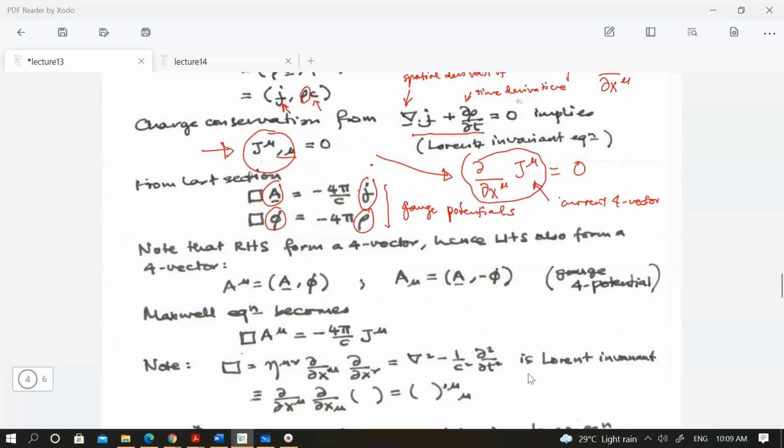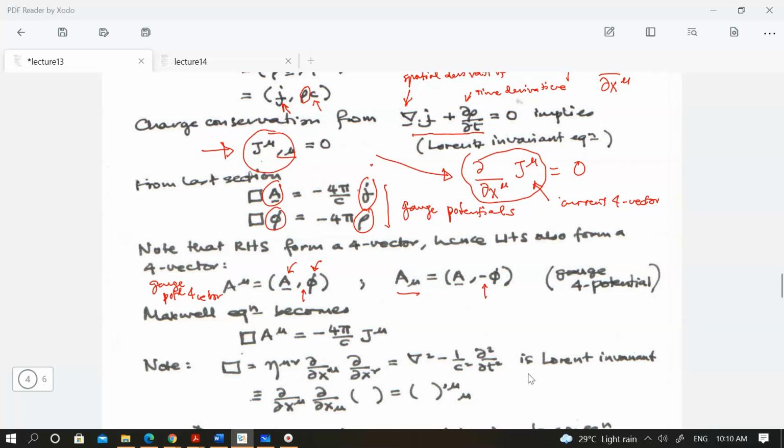So a four vector for your gauge potential four vector is given by your vector potential here as the first three components, and then your fourth component is given by your scalar potential. And this gauge potential is written as a contravariant vector with the index on top. If you want to convert this to the covariant vector, then the only difference from the contravariant case is your sign over here.